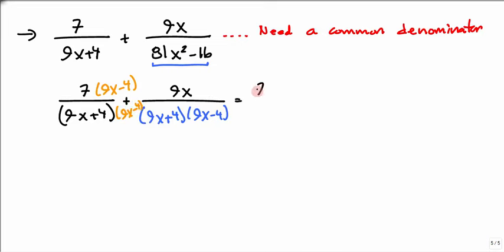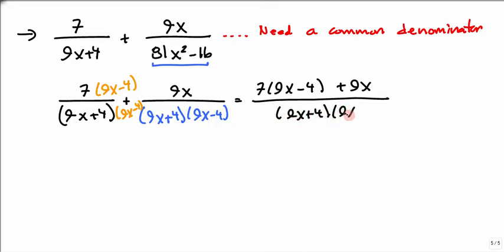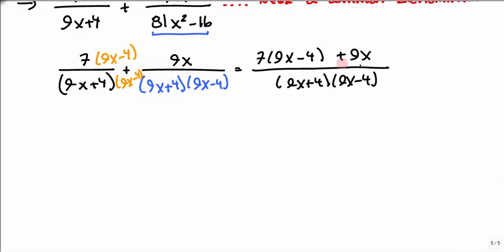So what we have then is 7 times the quantity 9x minus 4, plus 9x, and this is all over 9x plus 4 times 9x minus 4. Now one thing I don't want you to do is cancel the 9x minus 4's, because there's no 9x minus 4 over here. What we need to do next is to distribute and combine like terms. I can't do any canceling until I've already determined the domain restrictions.